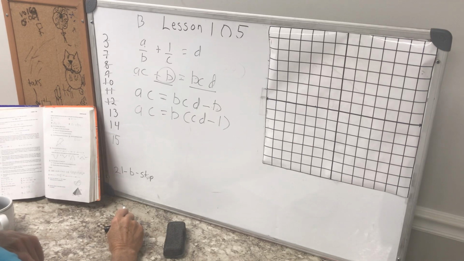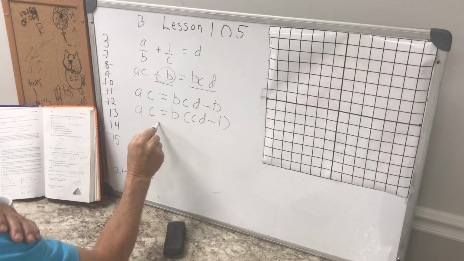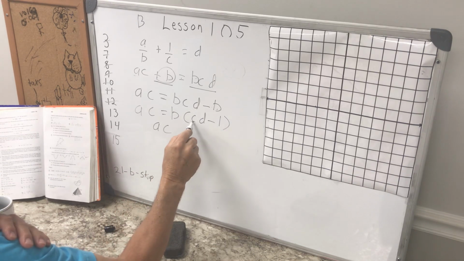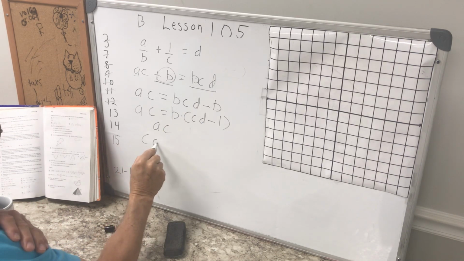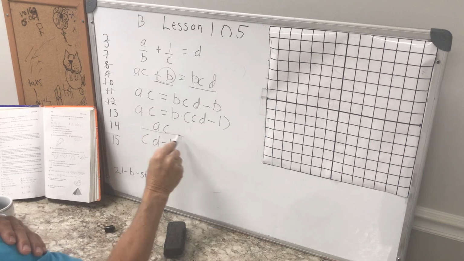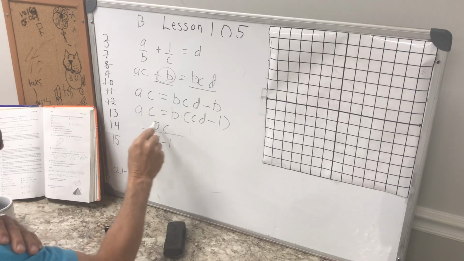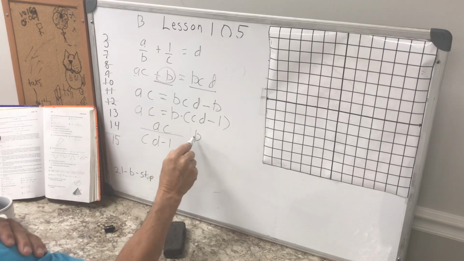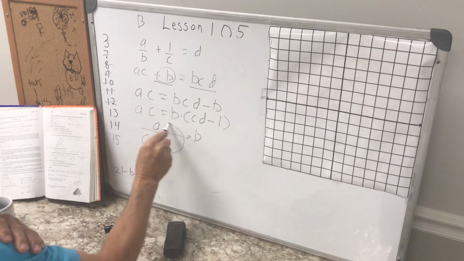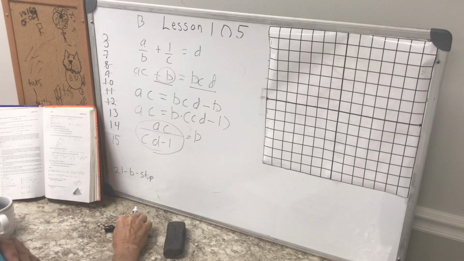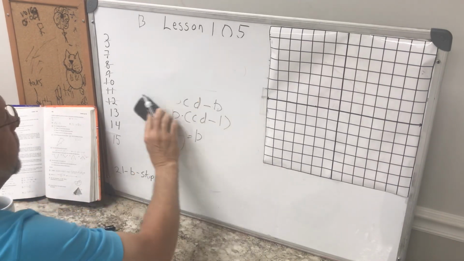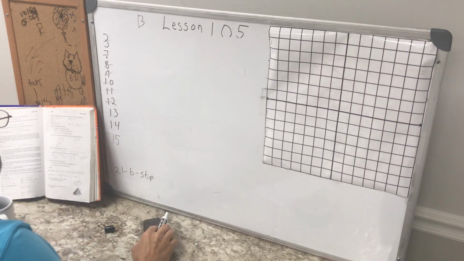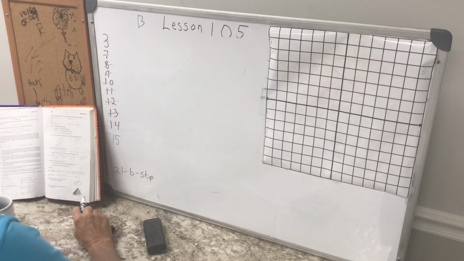C, D, negative 1. Now we have AC, and because this is multiplication, we're going to divide by C, D, negative 1. I put this underneath as a denominator. Did you get that? So now we have B equals AC over CD negative 1. That was 13, and we will also do 14 yet.